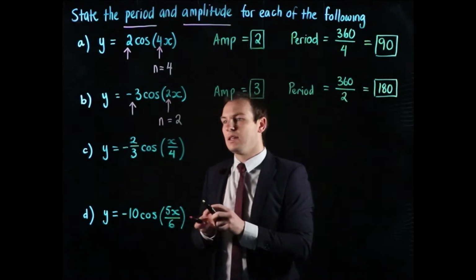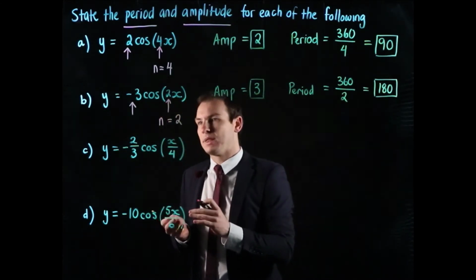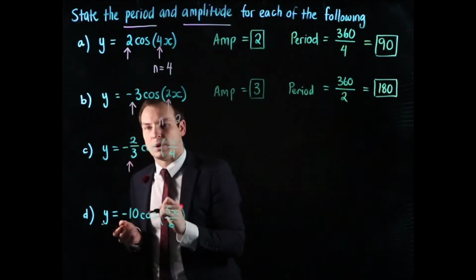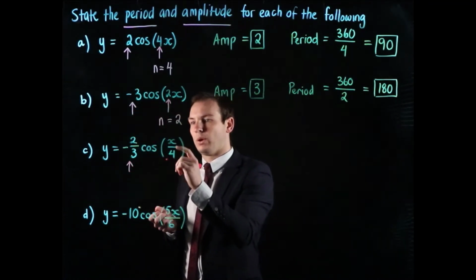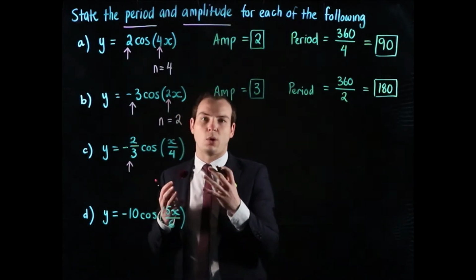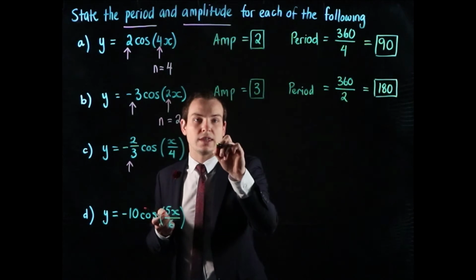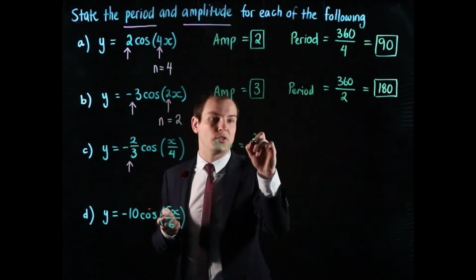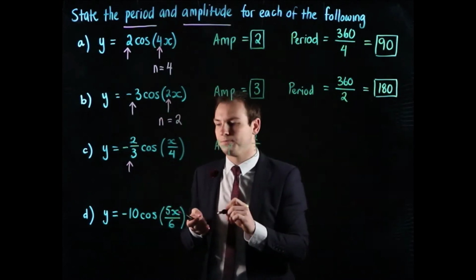For part C, we're going to do exactly the same thing again. For our amplitude, we look at the number that's multiplying cosine, which is negative 2 on 3. The amplitude ignores the negative nature of that and just quotes it as a positive value. So the amplitude is going to equal positive 2 over 3.